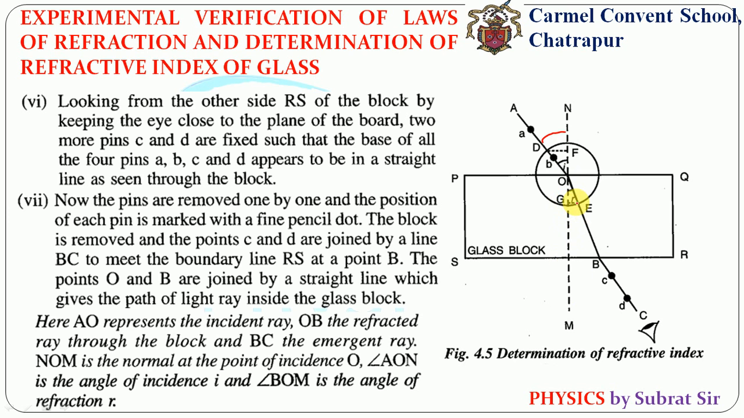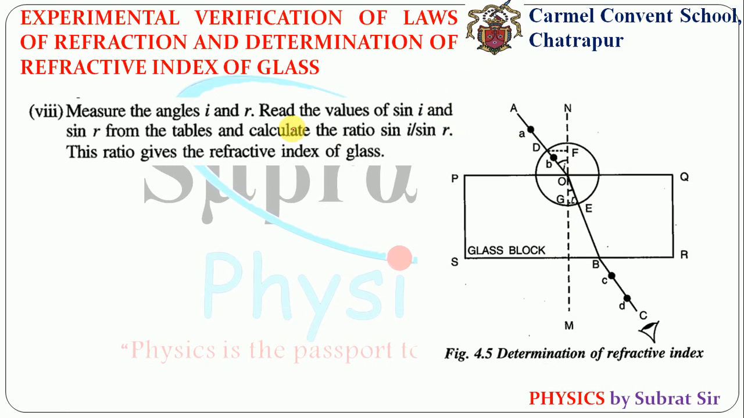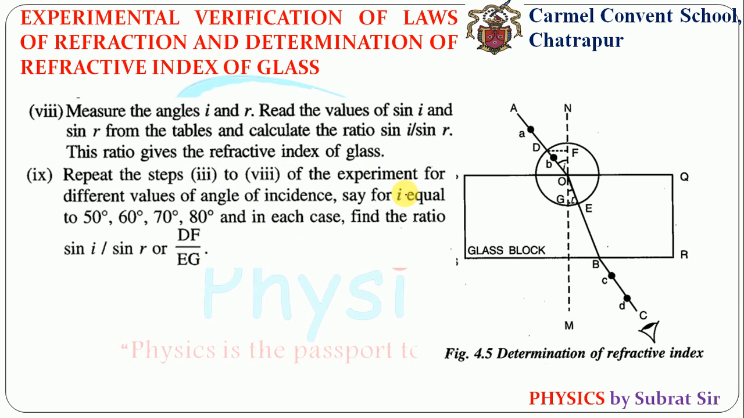Now measure the angles i and r, read the values of sin i and sin r from the table, and calculate the ratio sin i by sin r. This gives the refractive index of the glass. Repeat this process by changing the incident angle from 40 to 30, 50, 60, 70 like this, and we can find the ratio sin i by sin r. Or we can also calculate DF by DG.